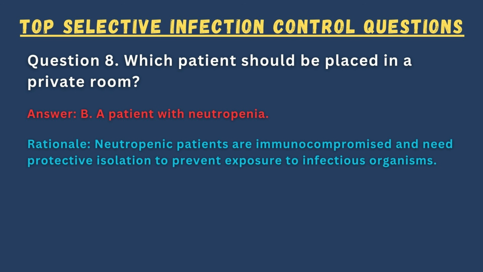Answer. B. A patient with neutropenia. Rationale. Neutropenic patients are immunocompromised and need protective isolation to prevent exposure to infectious organisms.